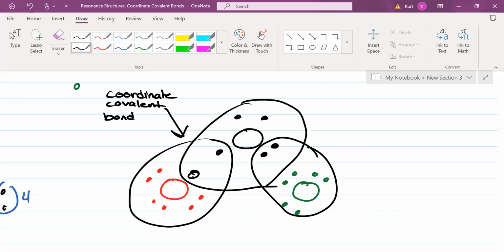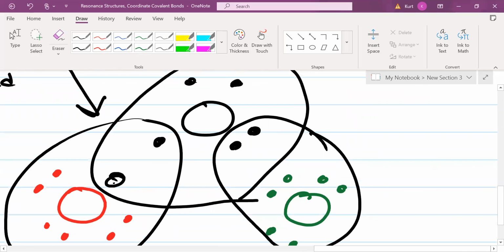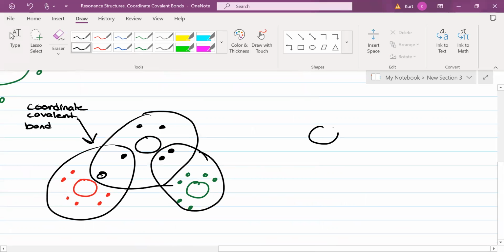In this case, the red oxygen does not have any more electrons to give. And so the black oxygen is going to provide both electrons necessary to make the bond. That is why this is called a coordinate covalent bond. Covalent means that they share. Coordinate covalent means rather than a one-to-one share, one of the atoms is going to provide both electrons to form the bond. And so the way this looks when it's all done is like this.